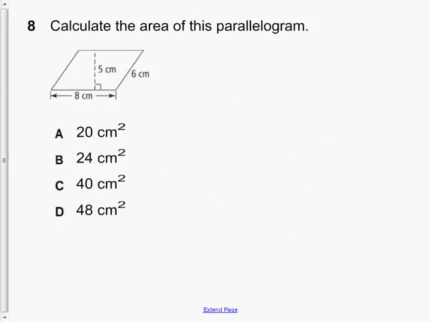Question 8, calculate the area of this parallelogram. Base times height will be 8 times 5, which is 40 centimeters squared, which is C.